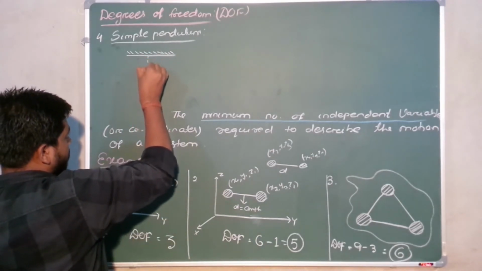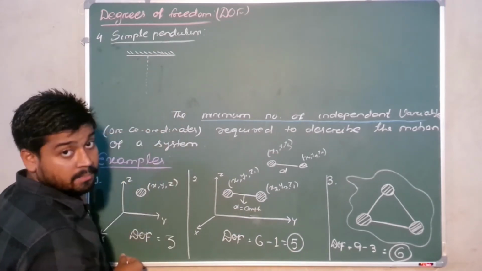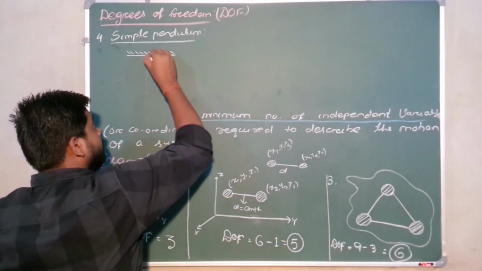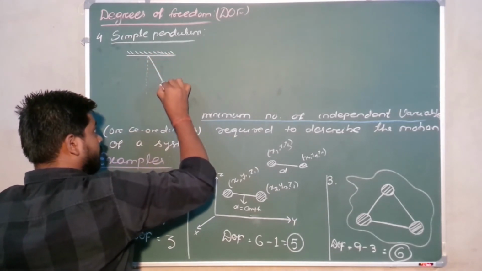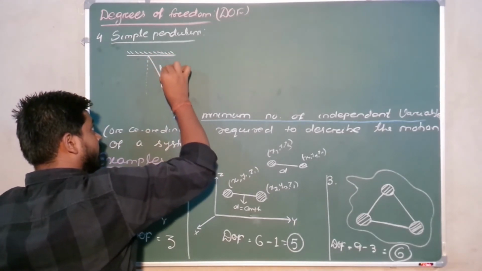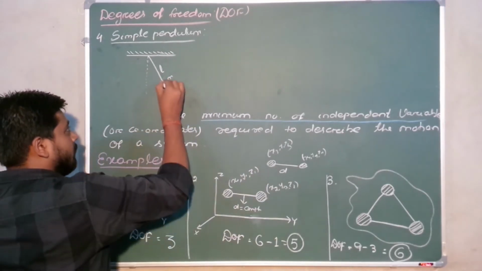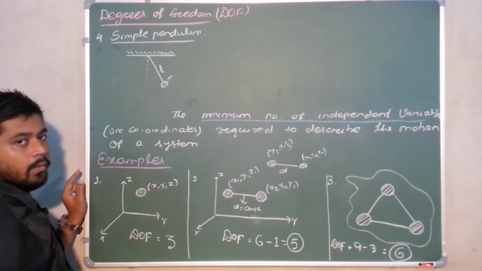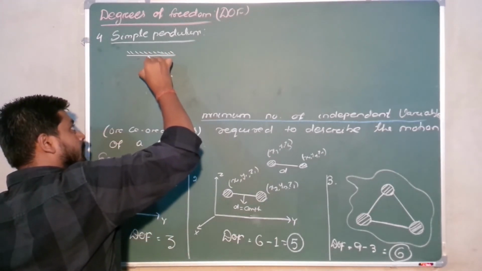This one is the mean position of the simple pendulum. Okay. The string and bob are just like this. Here is the string of length L and the bob has mass M, whatever it may be. And the angle is theta here.